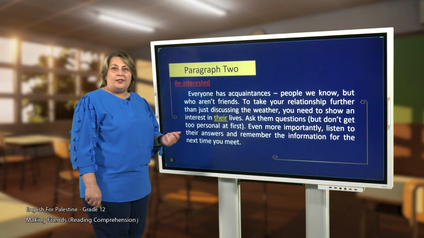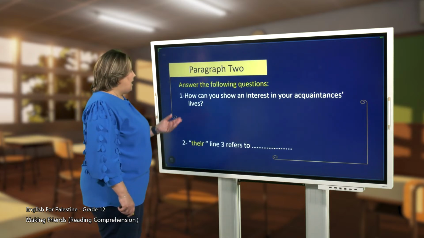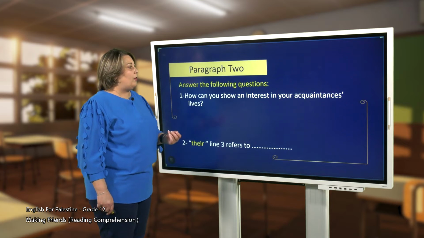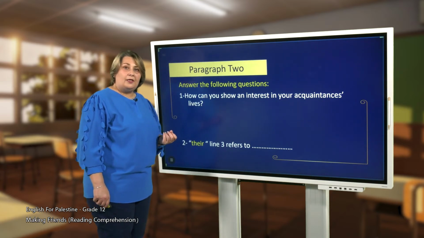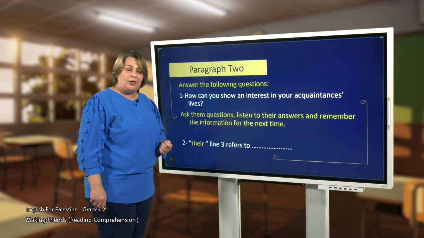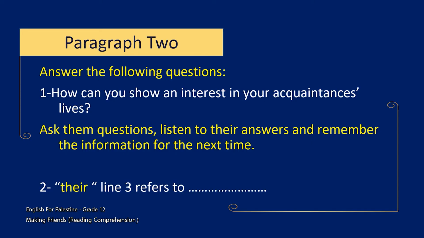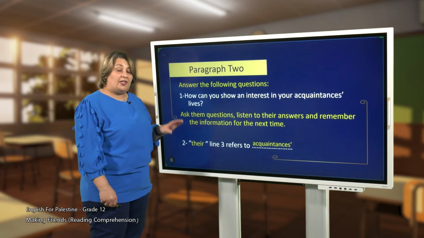All right. I think you're done. Good. Now let's see your answers. How can you show an interest in your acquaintances' lives? How can you show this interest? Okay, let's see. Yes, excellent job. Ask them questions, listen to their answers, and remember the information for the next time. Very good. Now let's go to number 2. There, line 3 refers to? Yes. Acquaintances. Excellent.